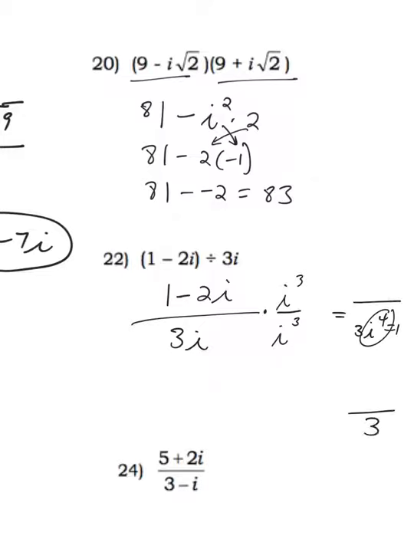And then on top, I have i cubed times 1 minus 2i, which would give me i cubed minus 2i to the fourth. Again, i to the fourth is 1. And just to make sure that I'm thinking of everything, i cubed is negative i. So I can simplify that a little bit if I want to and have negative i minus 2 all over 3.